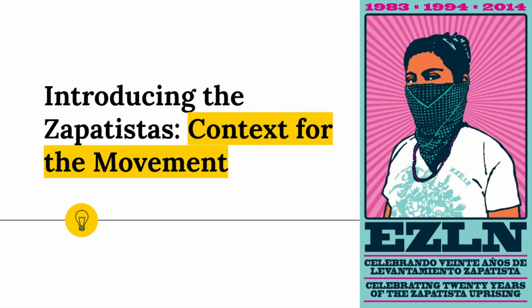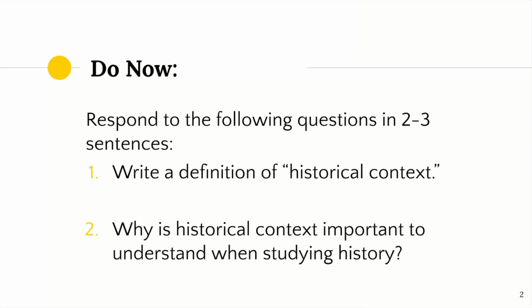This week in our unit on Latin American social movements, we're turning our attention to the Zapatista movement. But before we jump into some context for the movement, here is your do now. Go ahead and respond to the following questions in 2 to 3 sentences. Write a definition of historical context, as we discussed in the last screencast, and explain why historical context is important to understand when studying history.